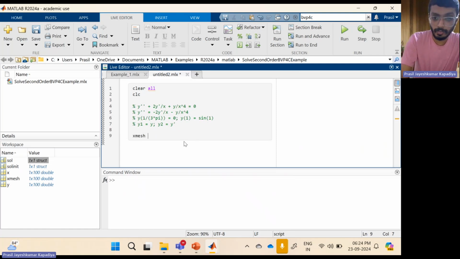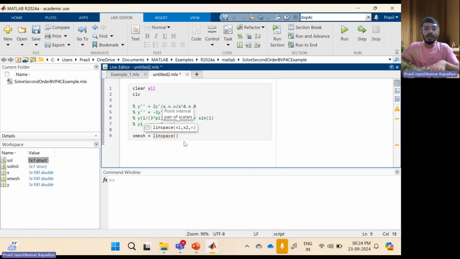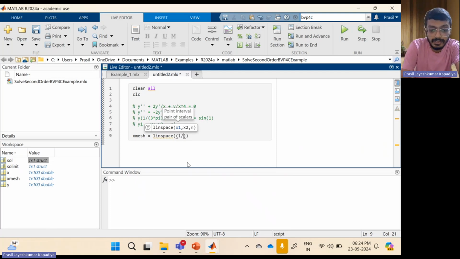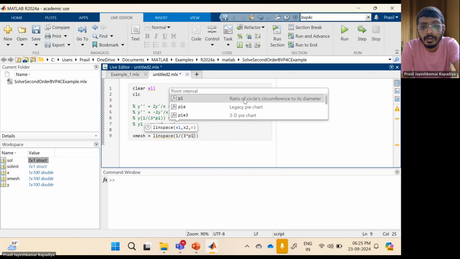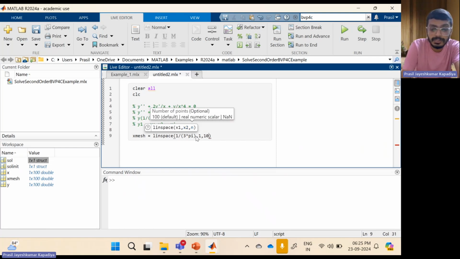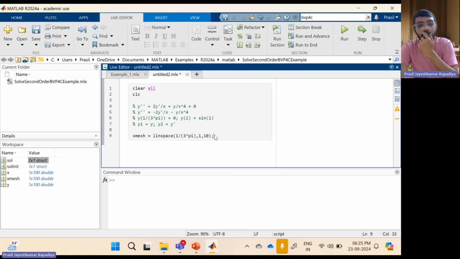So x mesh is equal to linspace between 1 divided by 3 pi and 1. So my first one is x1, 1 divided by 3. Please be careful while writing this. 1 divided by 3 into pi. Okay, this is my first, and second one is x2, which is 1. Let's say I want to create 10 points. So I have defined my x.